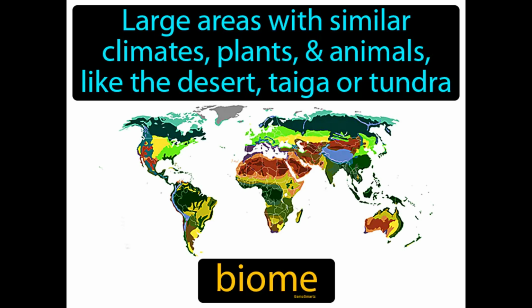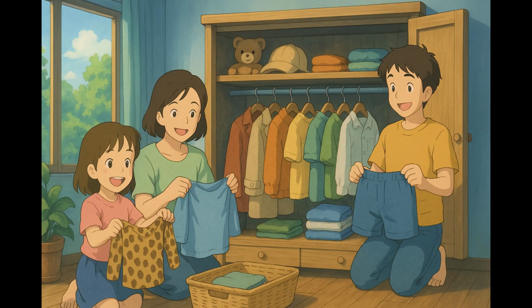Large areas with similar climates, plants, and animals, like a tundra, taiga, or desert. Biome. A biome is a region on Earth with distinct climate, plants, and animals. Imagine trying to find the right clothing for the unpredictable weather in your city. Just like how we sort our wardrobes to match different weather patterns, like having coats for winter and shorts for summer, biomes represent large areas on Earth where climate dictates which plants and animals can thrive.